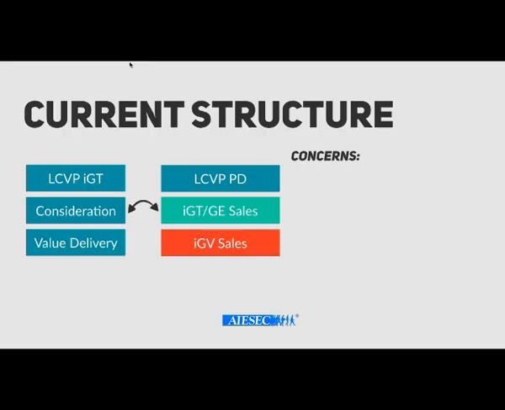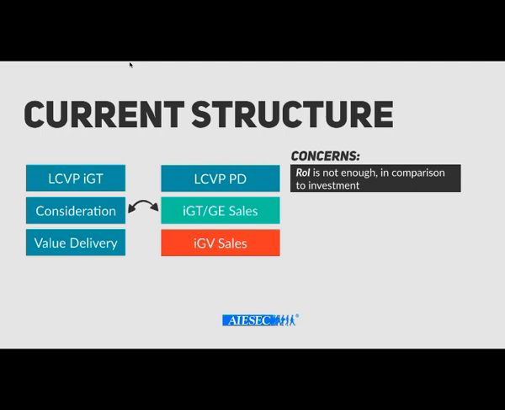So the current structure that we have is that we have an LCVP IGT who has consideration and value delivery, which is basically approvals and delivery. And then we have the LCVPDs who have IGT and GE sales, and at the same time IGV sales. So some of the key concerns that we found based on the conference and also in our replanning analysis is that the role is not enough, the ROI is not enough in comparison to the investment.